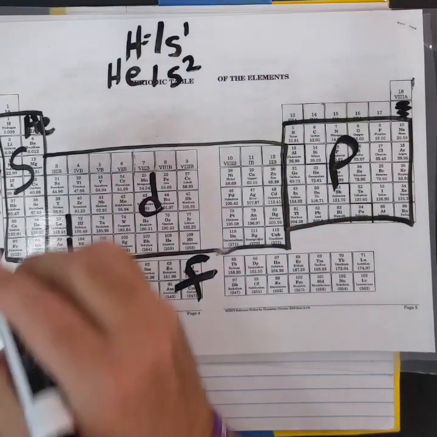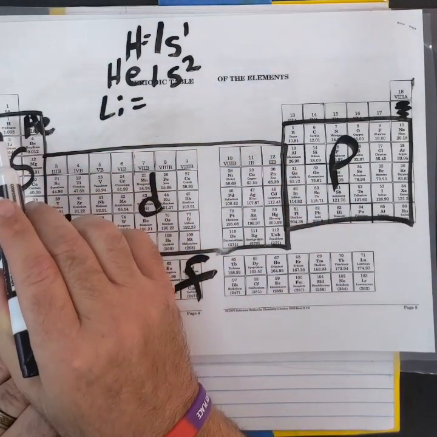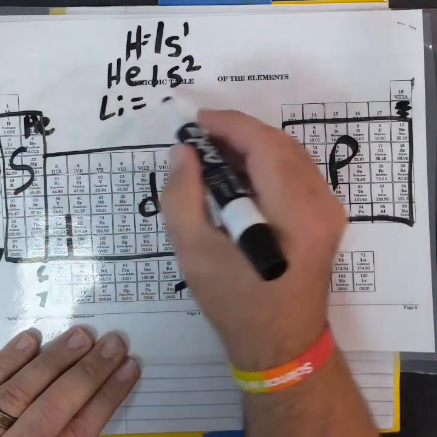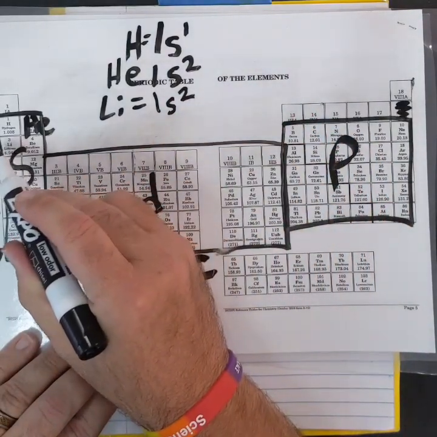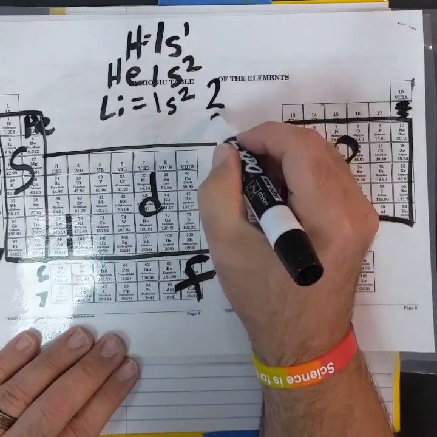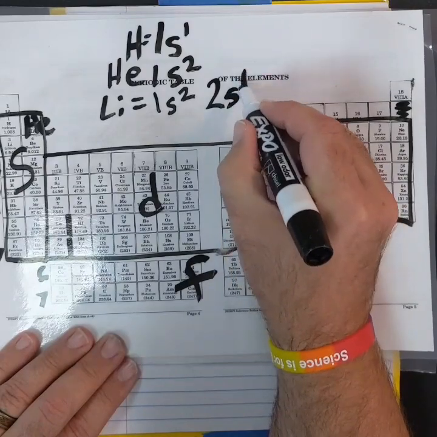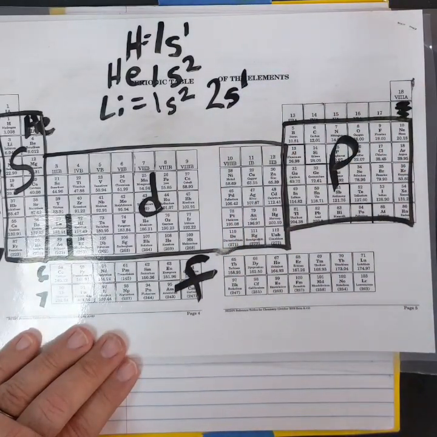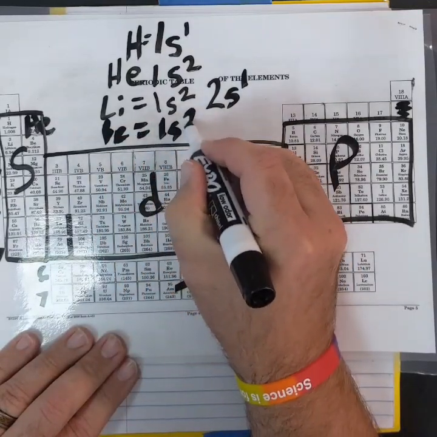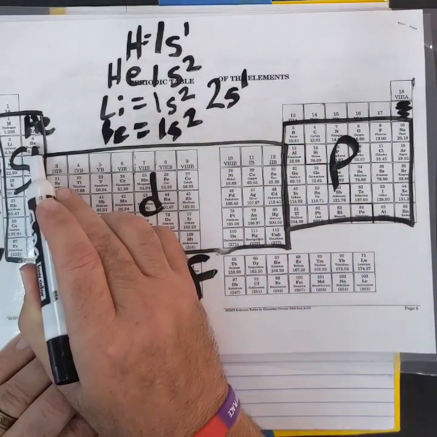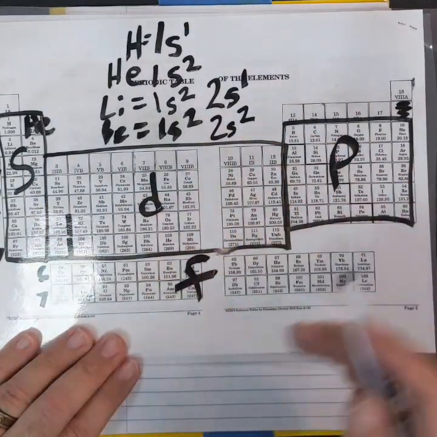If we wanted to do lithium, we always start with hydrogen. So that's our 1s2. Then we come down to the second period, so that's energy level 2. And it's the first one, so that's 2s1. If we wanted to do beryllium, that would be 1s2, 2s2. So forth and so on.